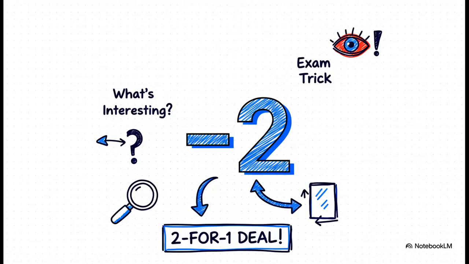What on earth happens if K is negative? A positive K just makes the shape bigger or smaller, but a negative scale factor? Oh, that's a 2-for-1 deal. It doesn't just enlarge the shape, it also reflects it through the origin. This is a classic exam trick, so definitely watch out for it.